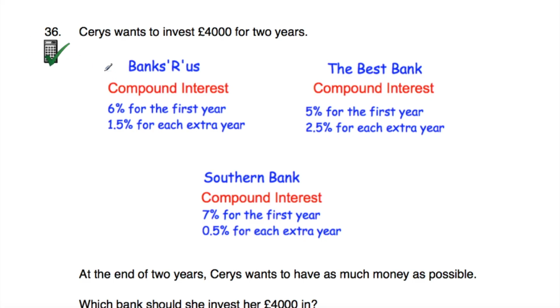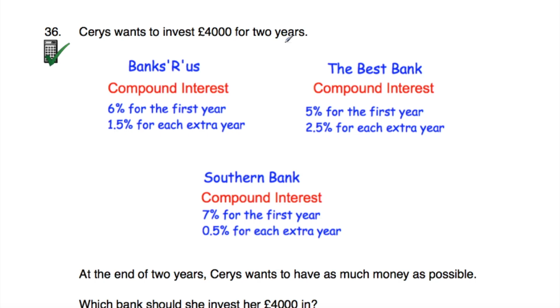So question number 36 says, Keris wants to invest £4,000 for 2 years, and she's got 3 options. She's got Banks R Us, the Best Bank and Southern Bank, and they offer different rates of interest. Banks R Us offers 6% for the first year and then 1.5% for each extra year. The Best Bank offers 5% for the first year and then 2.5% interest for each year after that. And Southern Bank, they pay 7% interest for the first year and then 0.5% interest for each year afterwards.